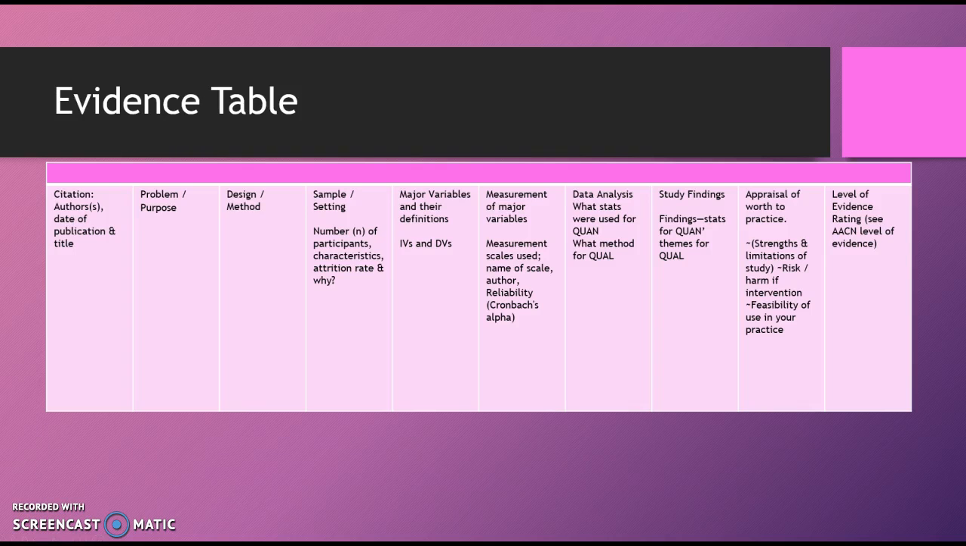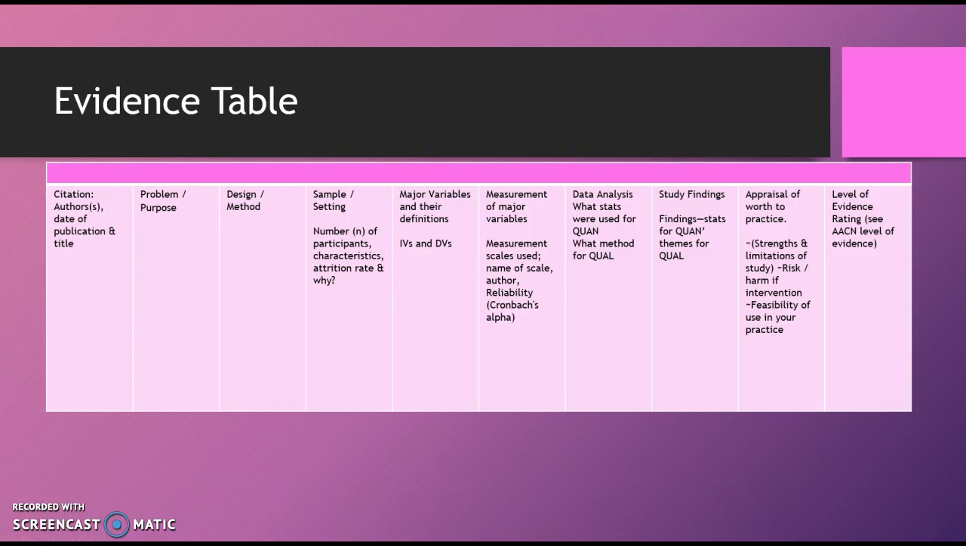Okay, so this is the evaluation table or evidence table. Shouldn't use both of those words. But we're going to go through 3 articles utilizing this template, and this is what you're going to use for the development of your evaluation table. So this first category is just citation. It's the authors, the date of the publication, the title.